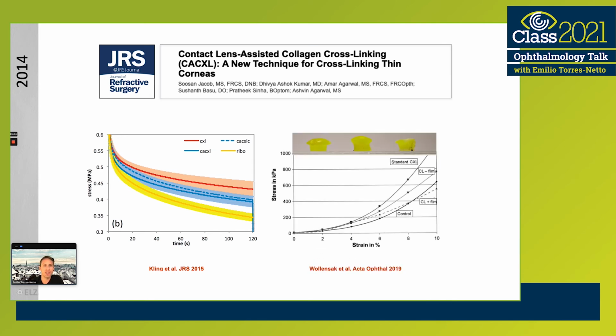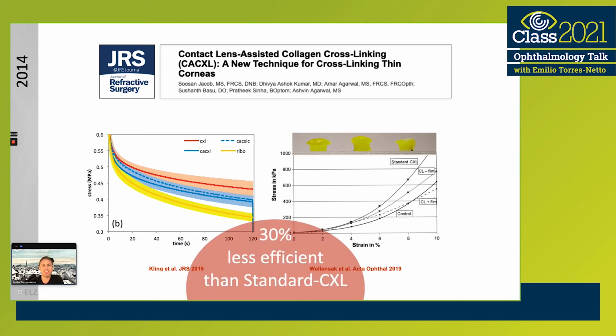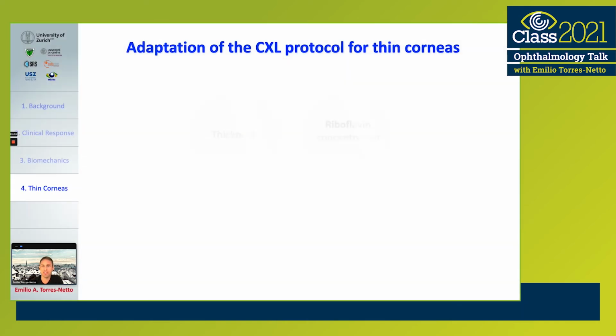You see here in the blue lines on the left image, but also another study from 2019, both using stress-strain measurements and digestion, showing that contact lens assisted cross-linking was 30% less efficient than standard cross-linking, and the reason again was the oxygen.